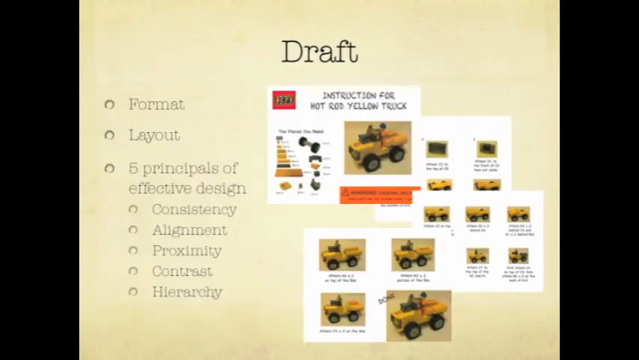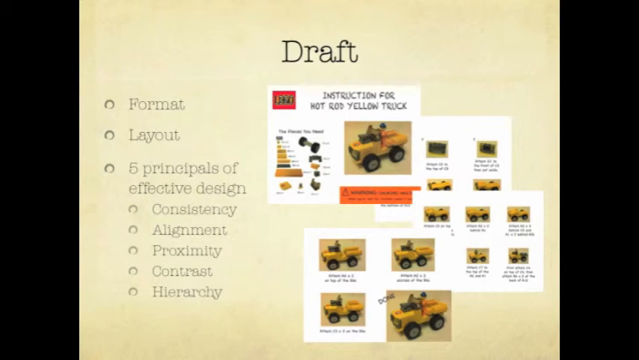The draft portion of PSA is where you put it all together. For my technical instruction manual, I chose to use a landscape format. When I was designing the layout of it, I looked to the 5 principles of effective design, which are consistency, alignment, proximity, contrast, and hierarchy. The consistency portion and how I used it is with the pictures and the fonts, making sure they're the same size and the same kind.